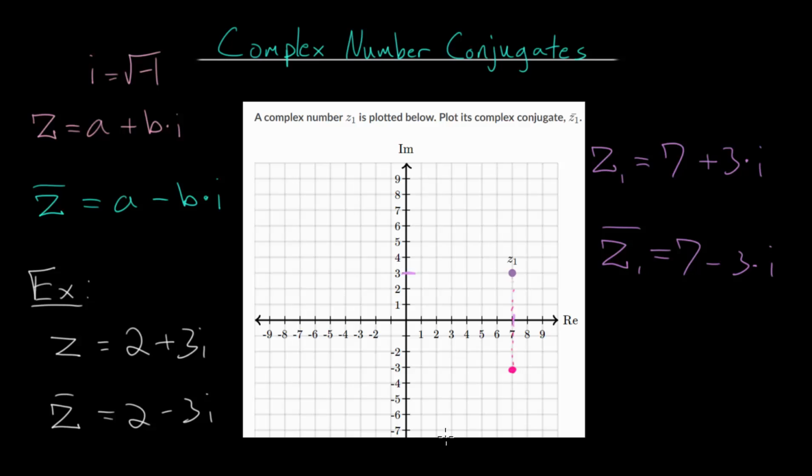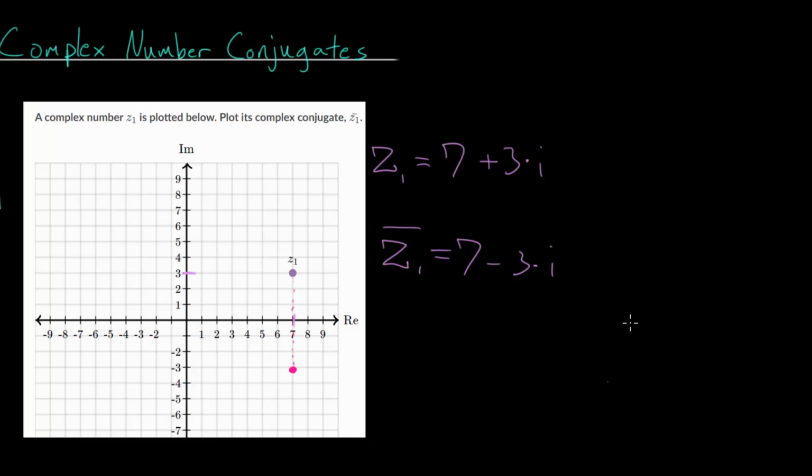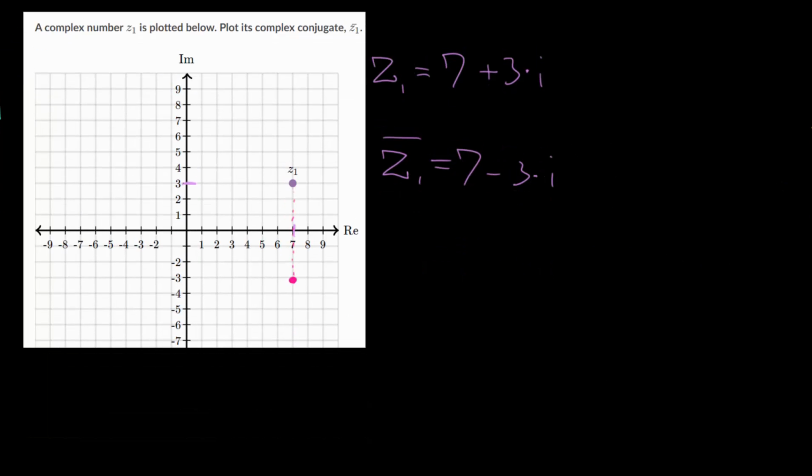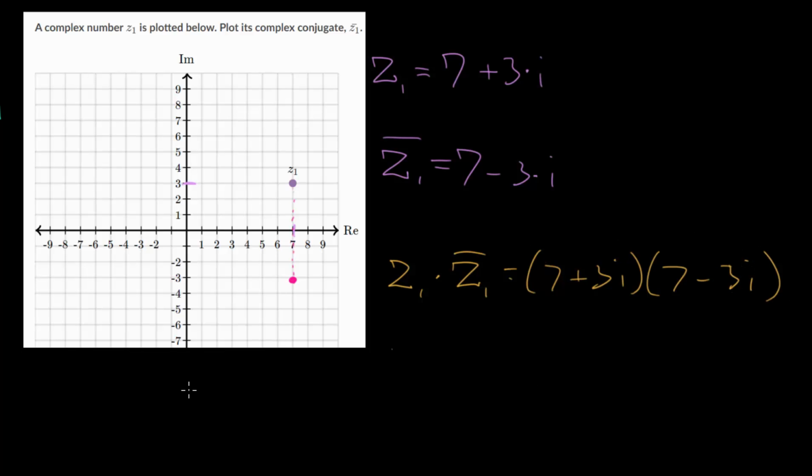And one question you might have about these complex conjugates is, why are they useful? Why should you study these? Well, if we multiply 2 conjugates together, we will always get a real number. So let's multiply these. We'll take z1 multiplied by the conjugate of z1, and we have 7 plus 3i multiplied by 7 minus 3i. And since we're multiplying these two binomials, essentially, we can use distribution.